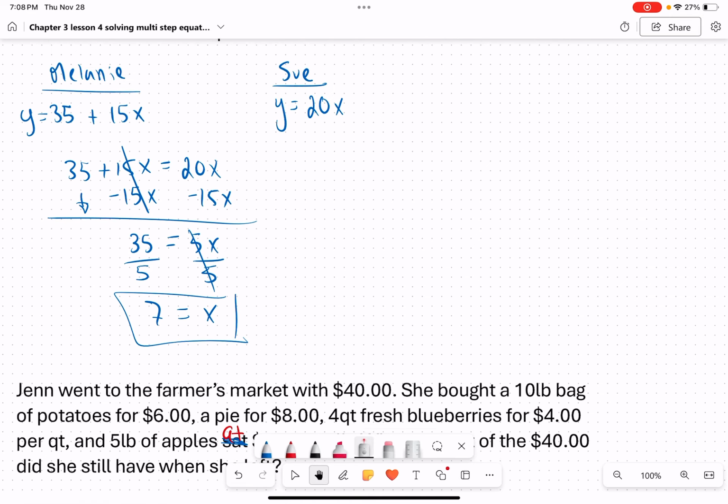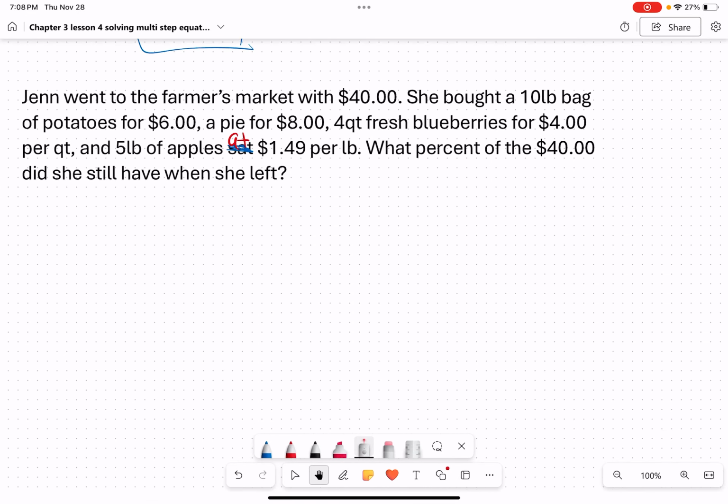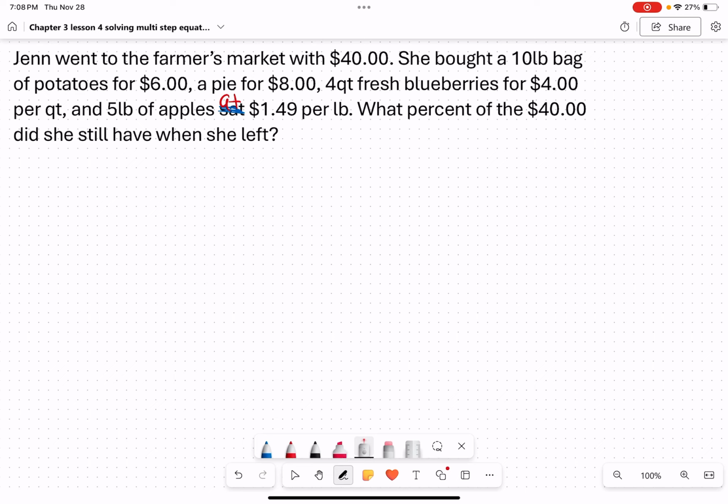Now let's take a look at the second example. Jen went to the farmer's market with $40. She bought a 10-pound bag of potatoes for $6, a pie for $8, 4 quarts of fresh blueberries for $4 per quart, and 5 pounds of apples at $1.49 per pound. What percent of the $40 did she still have when she left?